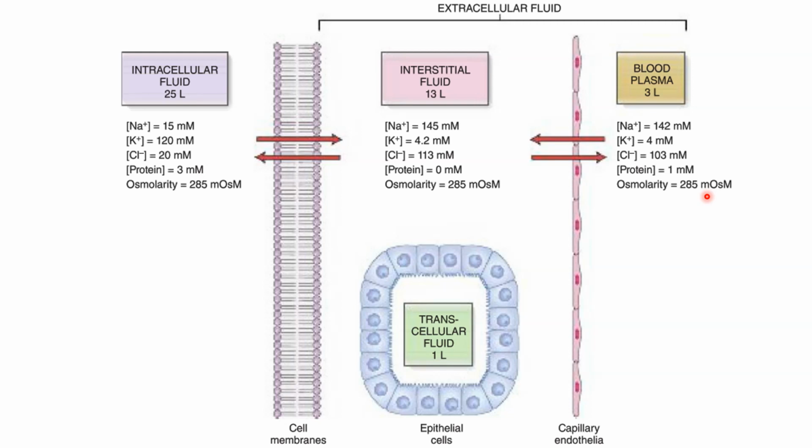So carrier is like a turnstile gate. It is rate limiting, right? But channel is like a bridge, longer, right? Good. So this thing we have to remember. Channel is simple diffusion, like sodium channel, potassium channel. If it is opening, it is going from higher to lower, right? And its rate depends on how long it is opening and what the concentration gradient is.